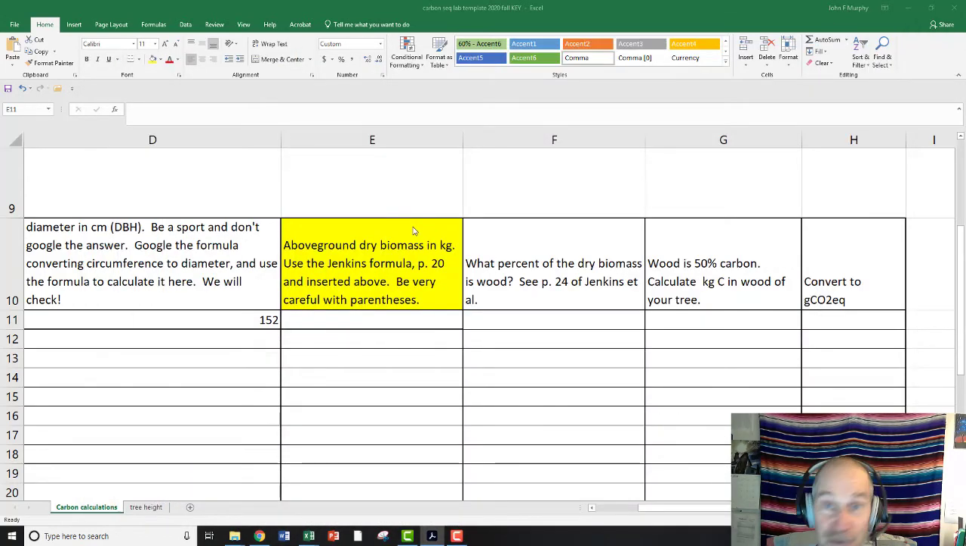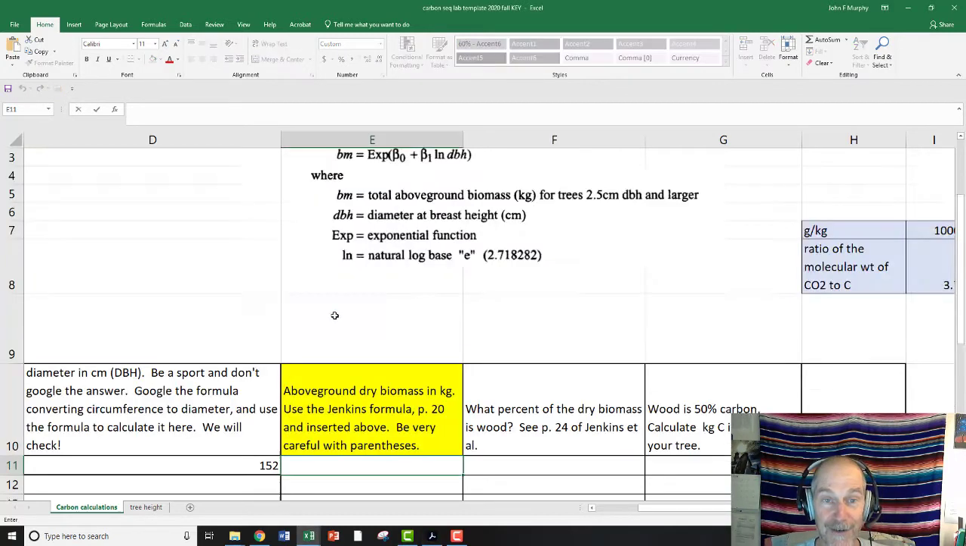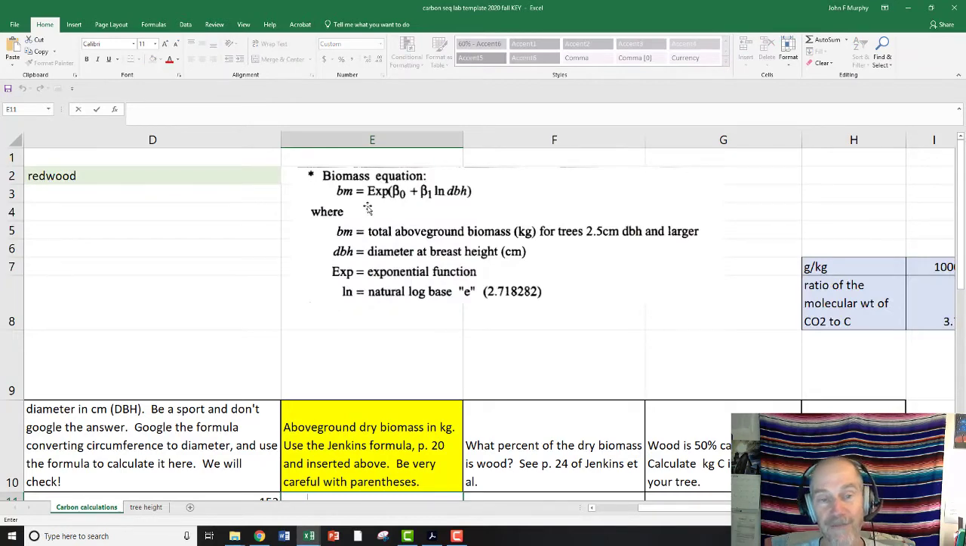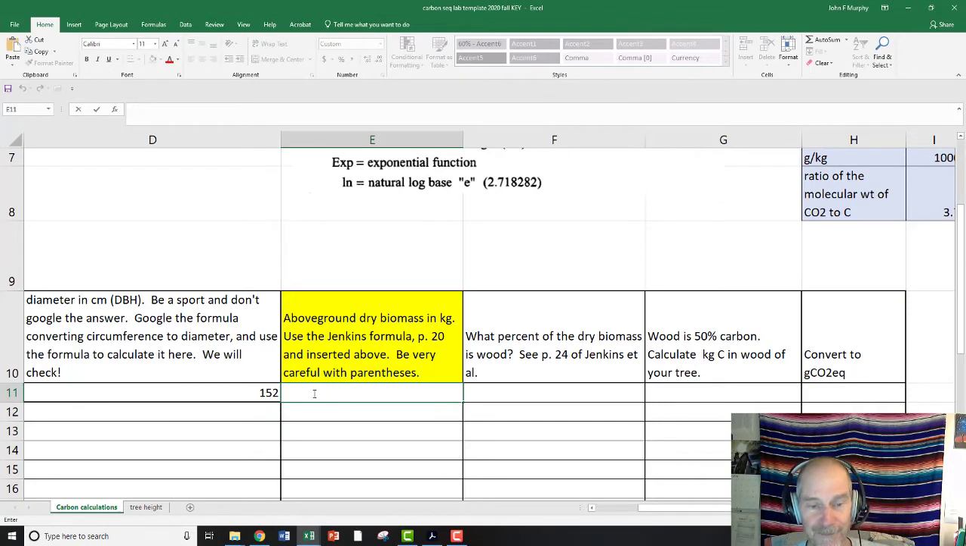EXP, you probably don't know what it is, unless you're a lot smarter than I am. It's a magic number. It's e raised to something. Anyway, we don't need to know what it is. We just need to put it in here. And I put it in here for you. Equals EXP. Okay, let's do it. Equals EXP. Why does this shift to the left? It's weird.